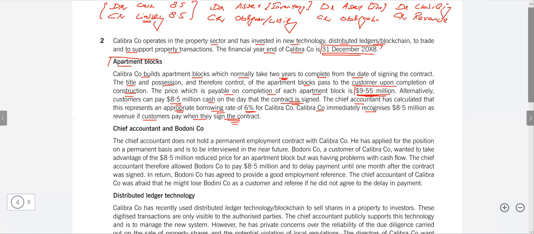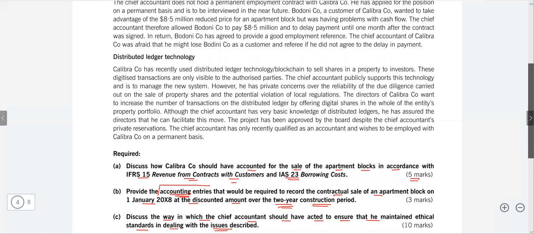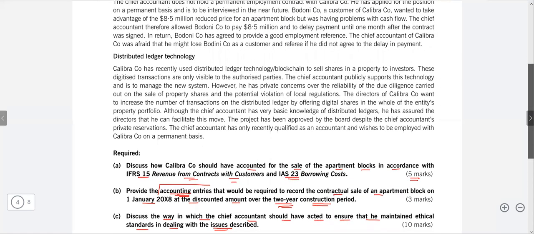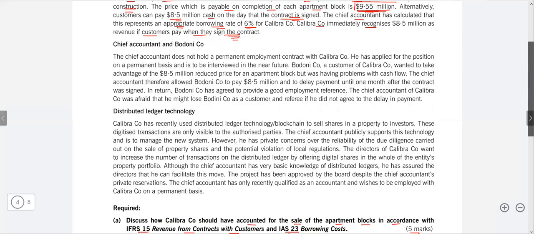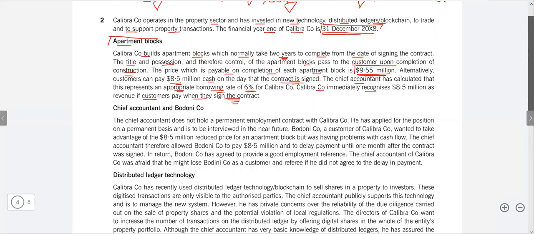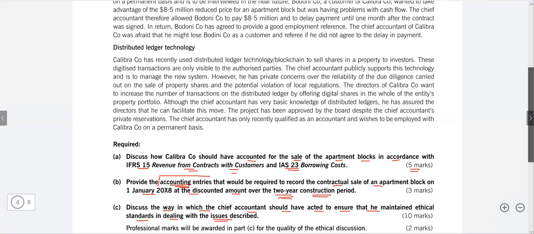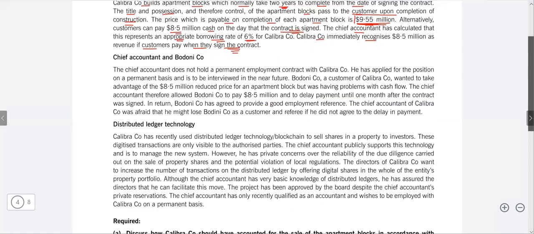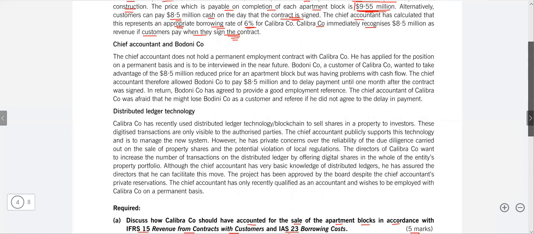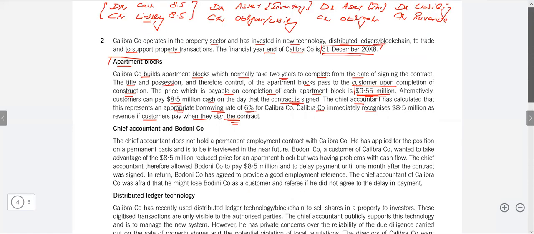Now, I'm not writing it myself because I expect you to write it for me, and then I'll be checking your answer. So the A requirement is to discuss how Calibra should account for the sale of the apartment blocks. We are done with it. So this is how we are going to explain for 5 marks, sufficient for it. And then we are done with the other 3 marks as well, which is going to be the journal entry. So 8.5 million, and then the interest, which will increase the liability, 8.5 million into 6%.